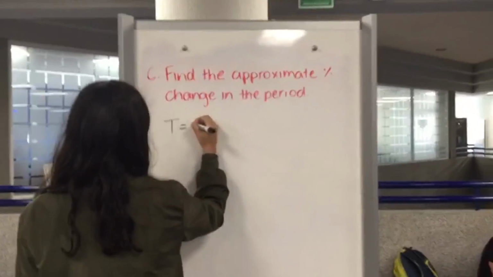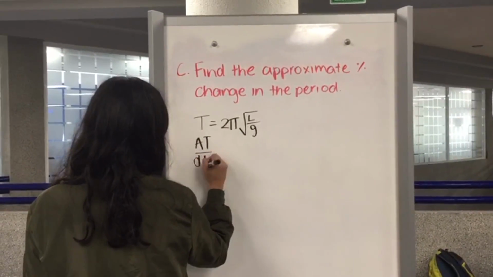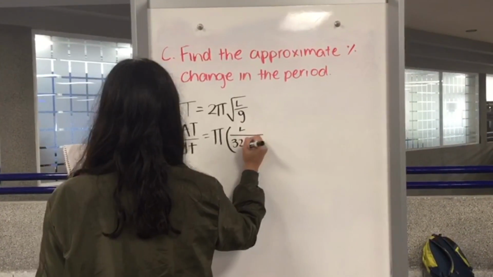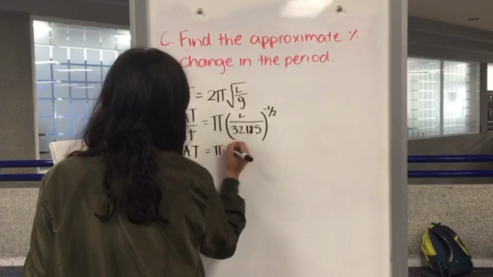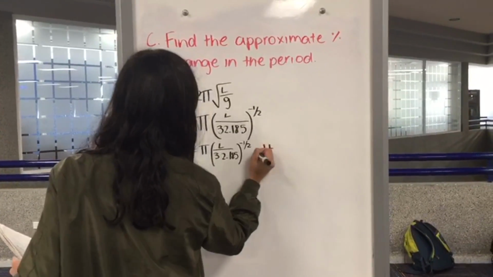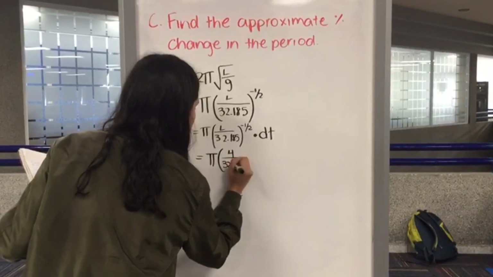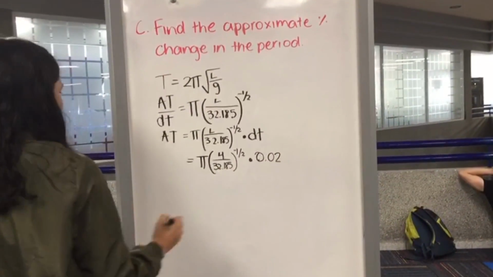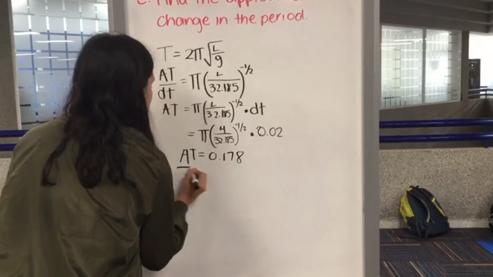T is equal to 2 pi square root of length over gravity, then dT over dL is equal to pi times length over 32.185 to the power of negative 1/2. Then dT is equal to pi times L over 32.185 to the power of negative 1/2 times dL. Then you substitute length for 4 and dL for 0.02. You do the math in a calculator and you get dT is equal to 0.178, and that is your answer.